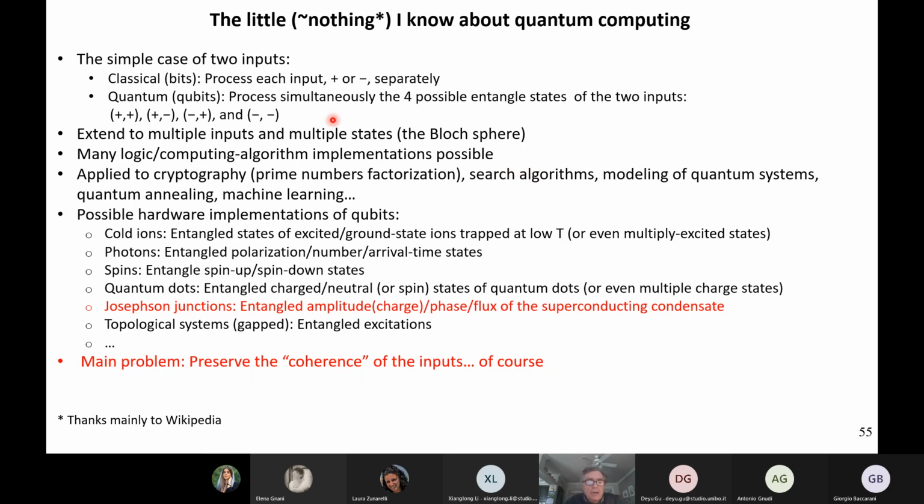Of course, since you rely on quantum processing of this linear superposition of states, if you want to model quantum systems theoretically, you can actually do it, accounting for the quantum mechanics of the system automatically in the way you do the processing. Quantum annealing, machine learning, lots of ideas. And then the possible implementations of qubits.